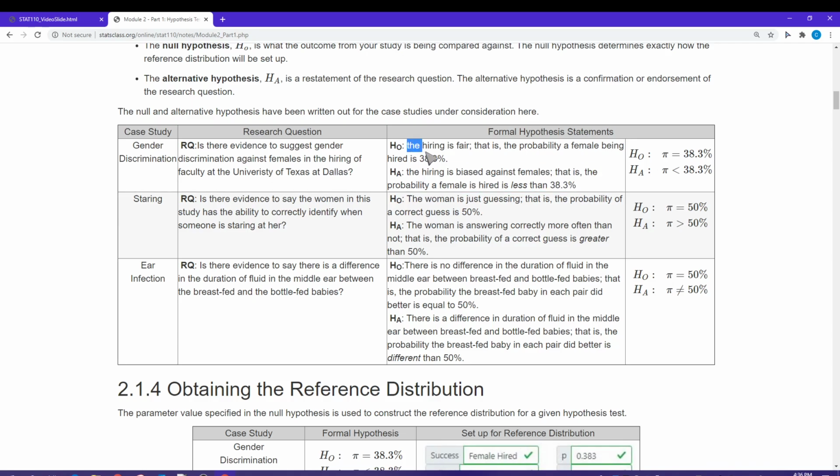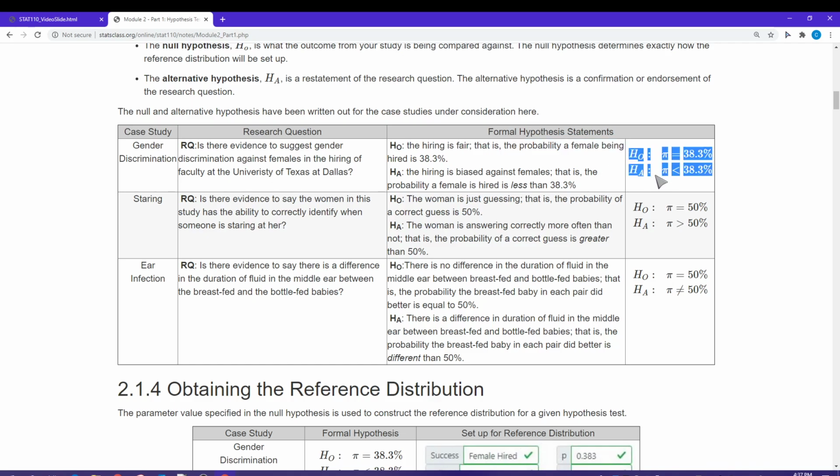The null hypothesis is how the reference distribution is going to be built. And that's going to be built under the situation of no discrimination. So the null hypothesis is going to read here, the hiring is fair, and that the probability of a female being selected is that 38.3%.